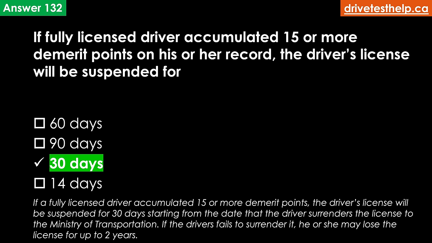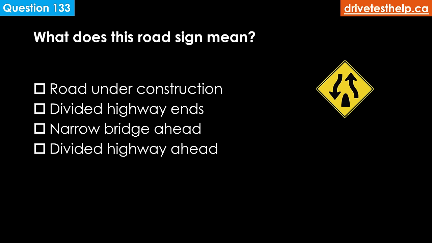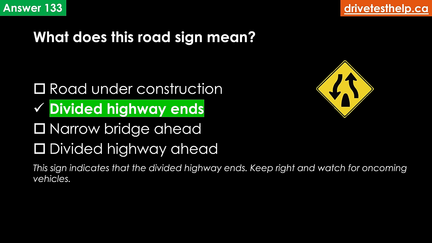If the driver fails to surrender his or her license, he or she may lose the license for up to 2 years. What does this road sign mean? Road under construction, divided highway ends, narrow bridge ahead, divided highway ahead. The correct answer, divided highway ends. Keep right and watch for oncoming vehicles.